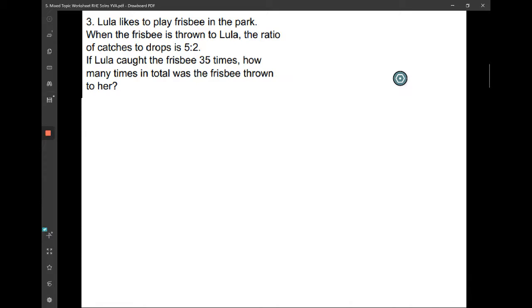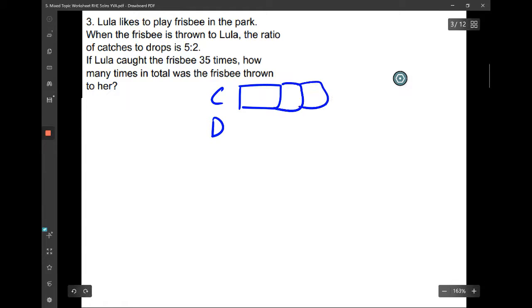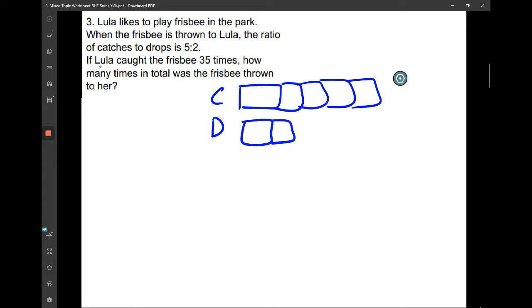Question 3. Lula likes to play frisbee in the park. When the frisbee is thrown to Lula, the ratio of catches to drops. So catches to drops is 5 to 2. 1, 2, 3, 4, 5. 1, 2. So 5 to 2. If Lula catches the frisbee 35 times, that means that this represents 35.